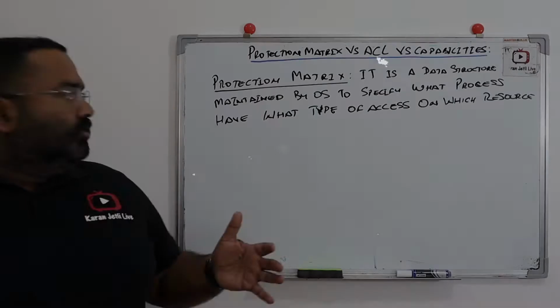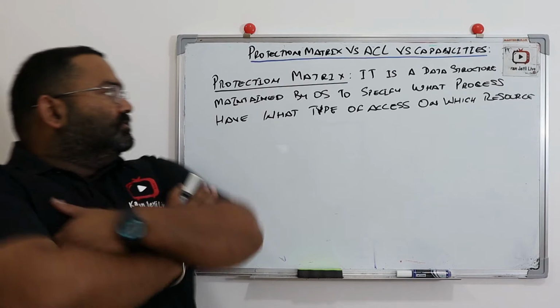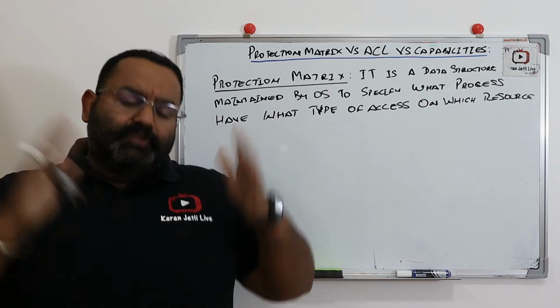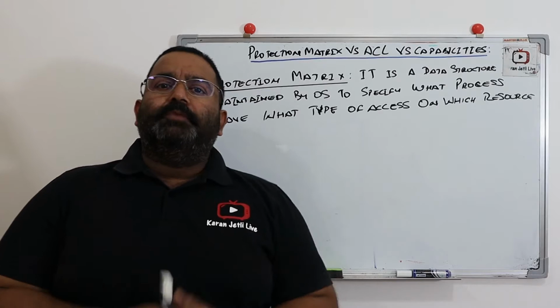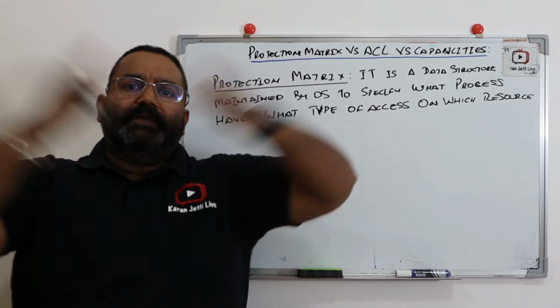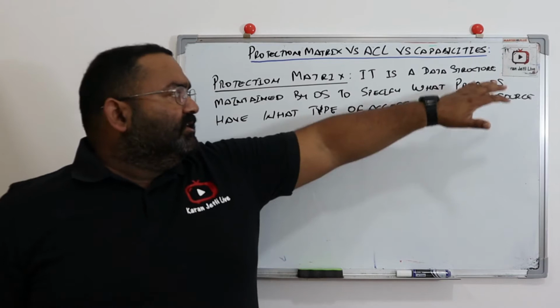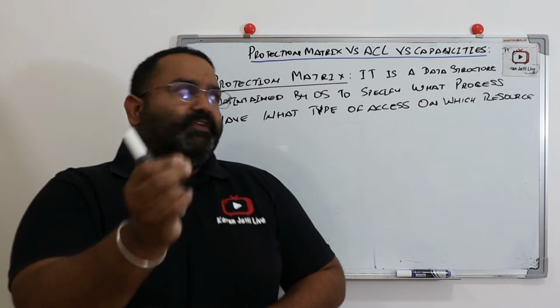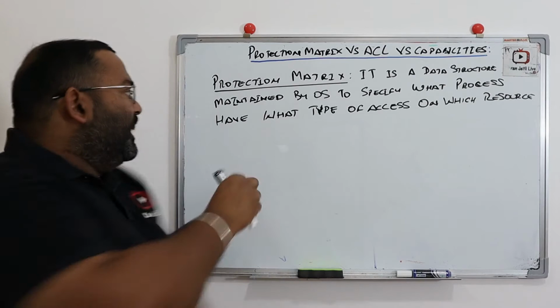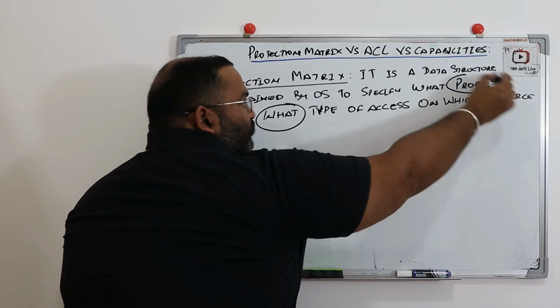So guys, the first thing which comes is the protection matrix, okay? So to give you an idea, what is a protection matrix? A protection matrix is basically a matrix which is maintained by the operating system, so it is a data structure. Why am I saying it is a data structure? A matrix is also a type of data structure in which the data is stored in the form of rows and columns, okay? So what is a protection matrix? It is a data structure which is maintained by the operating system, which specifies which process has what type of access on which resource.